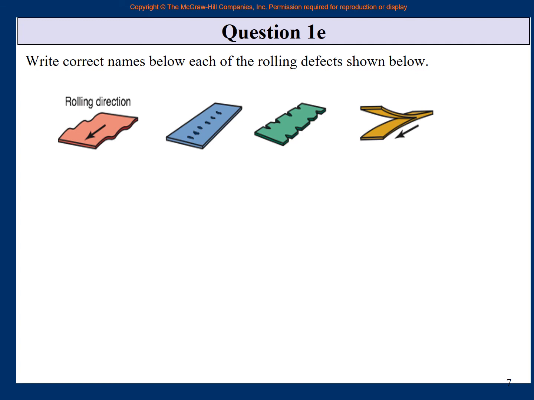So just the names. So this one is called wavy edges. This is called zipper cracks. This is called edge cracks, and this is called alligatoring. You know, alligator, crocodile. So because the mouth opens up like an alligator, so it is called alligatoring. And here I did not want to discuss any details and so on, just the names.